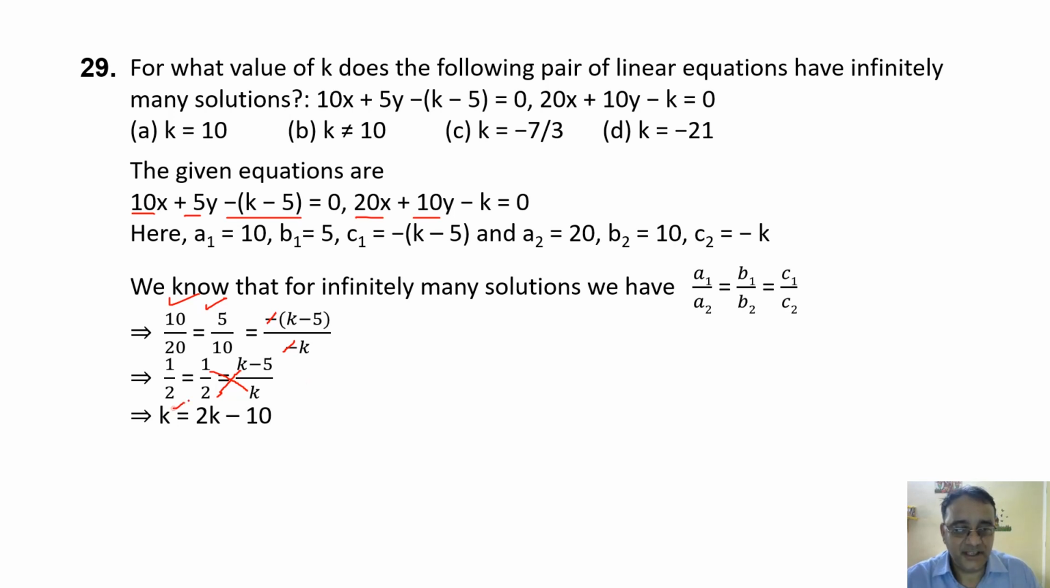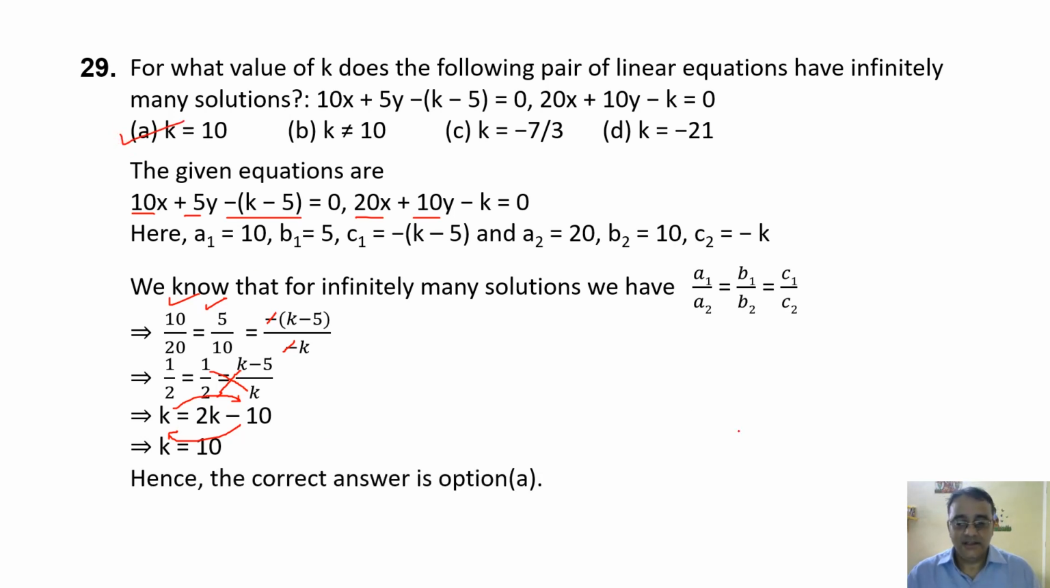So shift k to this side, minus k, and minus 10 to this side, plus 10. So the final value of k is plus 10, right? So which option is the correct one? Option A, right? Any doubt in this question? No, sir. Okay.